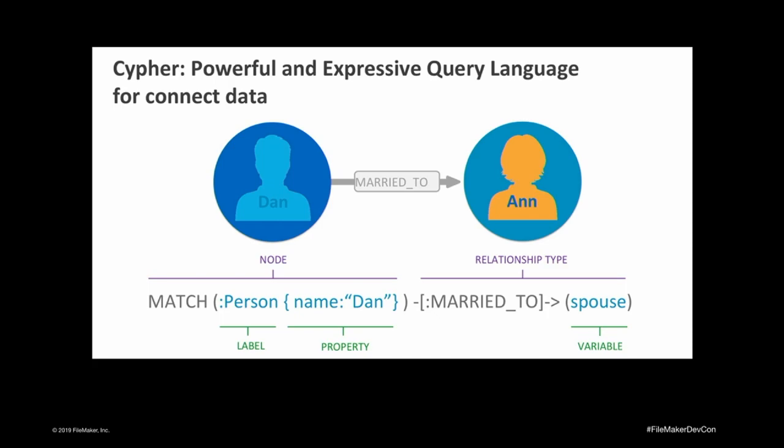So the curly brackets are for properties. And once I find this node, I can follow the relationship, married to, toward the corresponding node on the right side. But I don't know what that node is. So I put it in a variable called spouse. And then, this is not in the slide, I can terminate this sentence by saying return spouse. And it will give me the node on the other side.